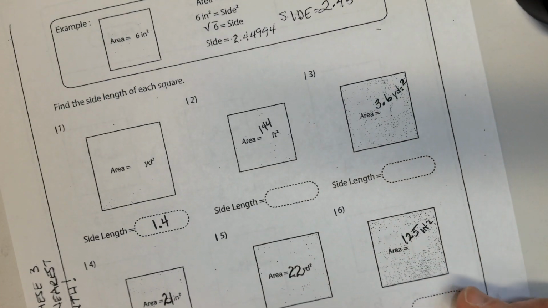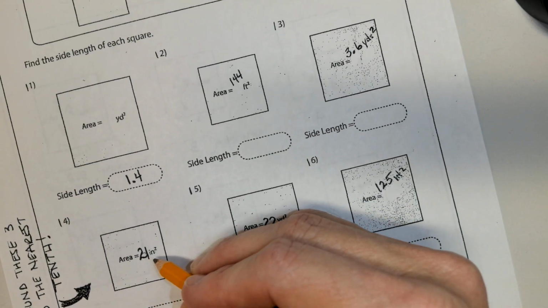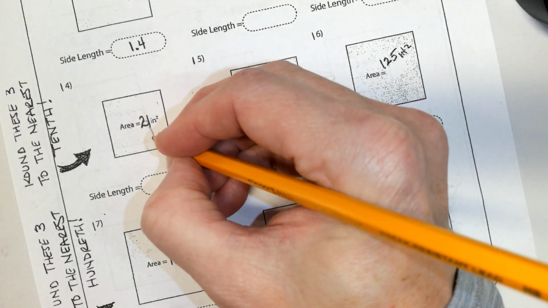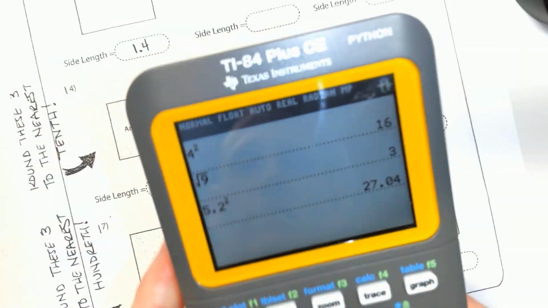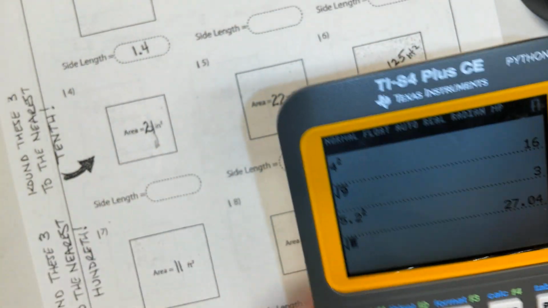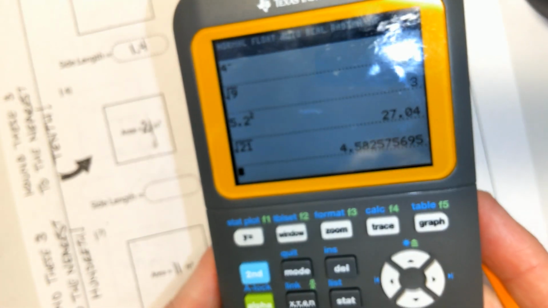Okay, let's turn it over. Let's look at number 14. So here I have 21. And it's asking me what is the side length. Okay, so you're going to get your square root house, blue x squared, to get that square root house, put in 21 as the area, and let's figure out what the side length is.